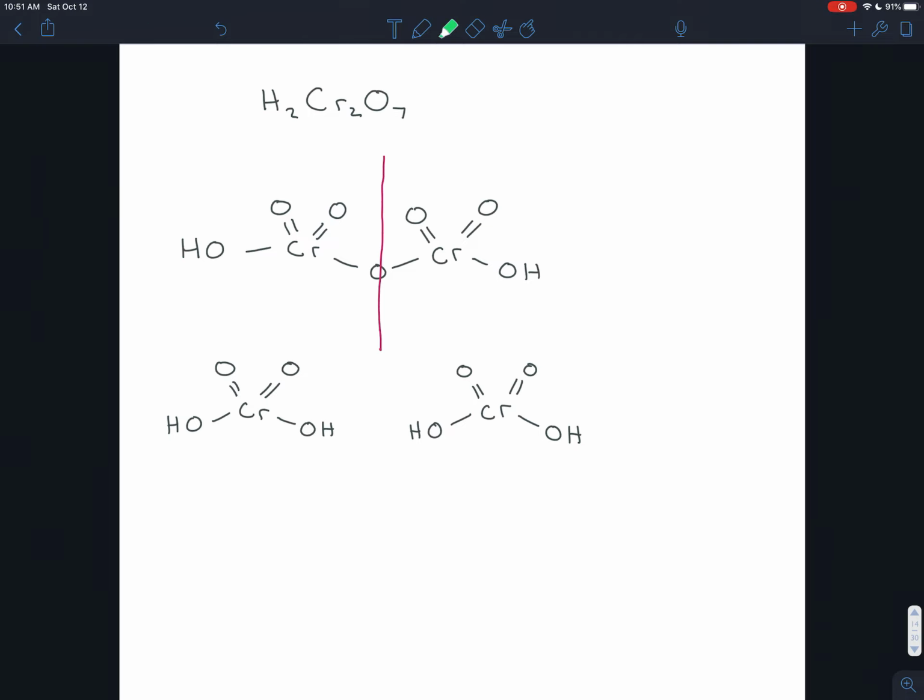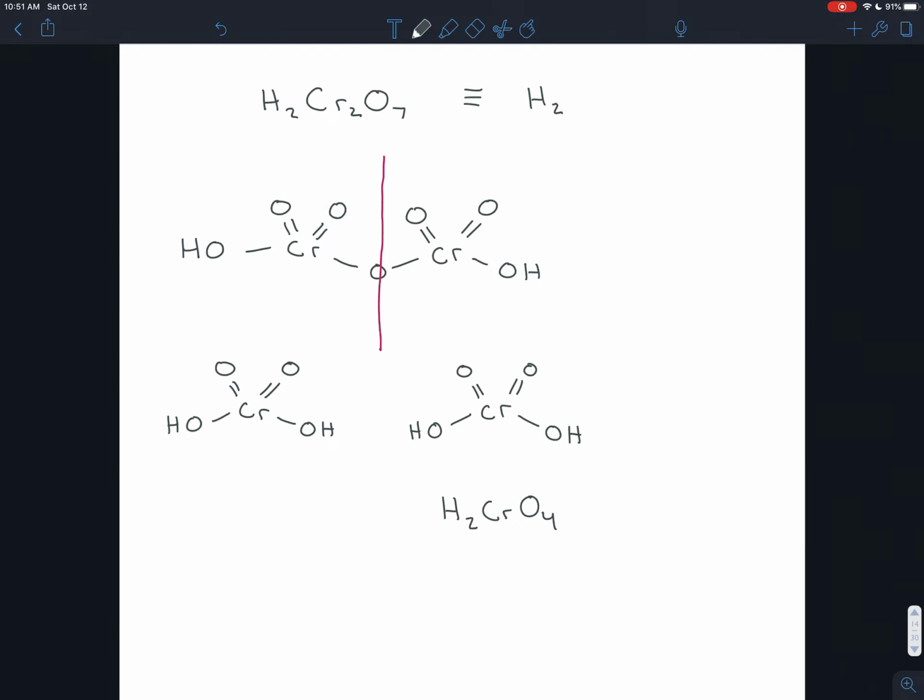those in water. Because after all, you could imagine the hydrogen on one of these and the OH on the other, those could leave as H2O, and then you're just left with the molecule on top. So in water, these two molecules, they dimerize, and they form H2Cr2O7. Now, each of these molecules is H2CrO4. So that's really the same. These both exist in equilibrium in water.